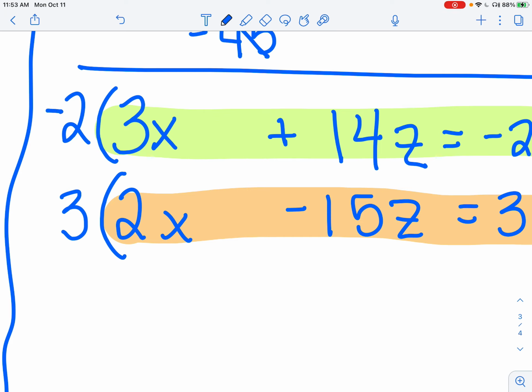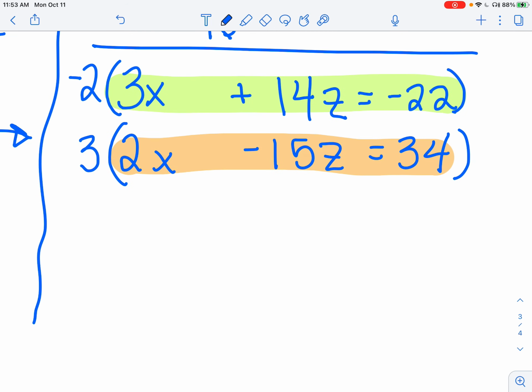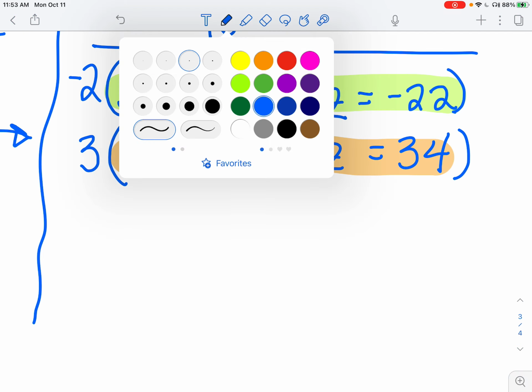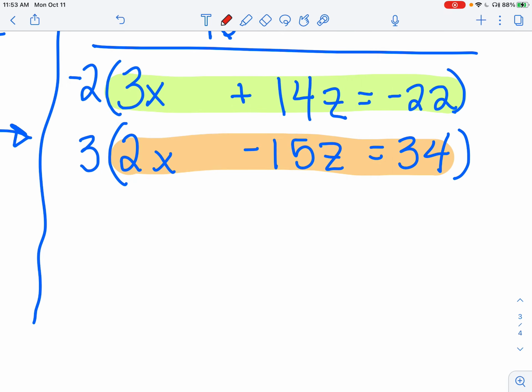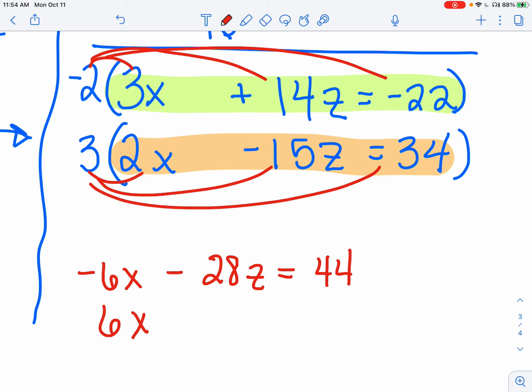You can either change the 2 at the top or the 3 on the bottom. This came from chapter 3, so this is elimination. We're going back to something you've already learned. I'm now going to write my results in red. That way you know something new is happening. So I'm doing this. I'm going to put my answers right below. Negative 6x minus 28z equals positive 44. Positive 6x minus 45z equals 3 times 34 is 90 plus 12, 102.